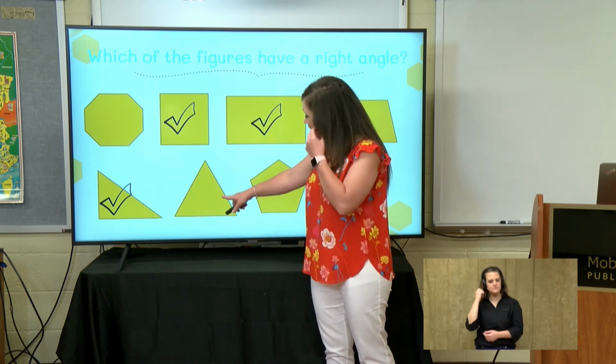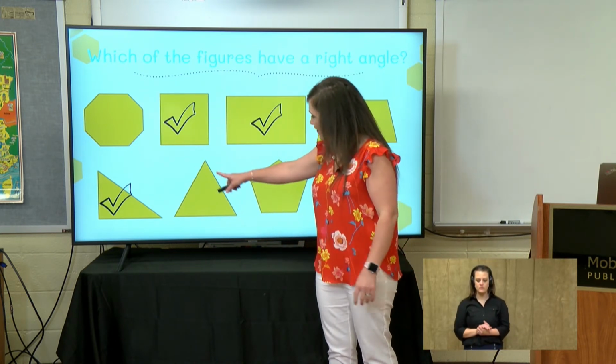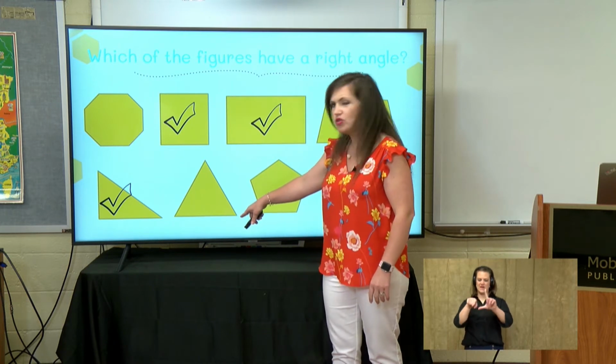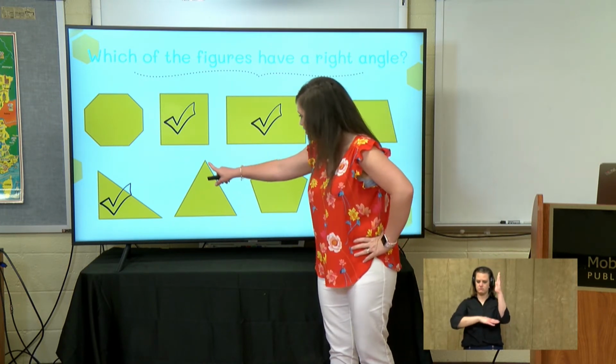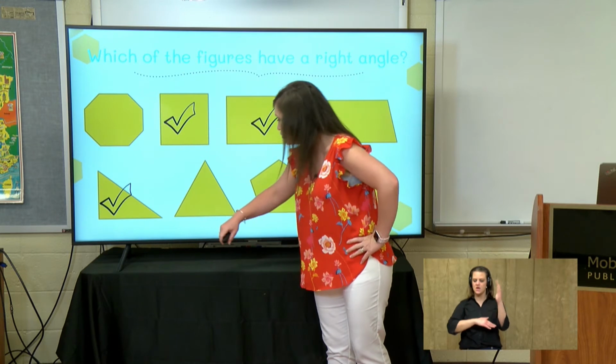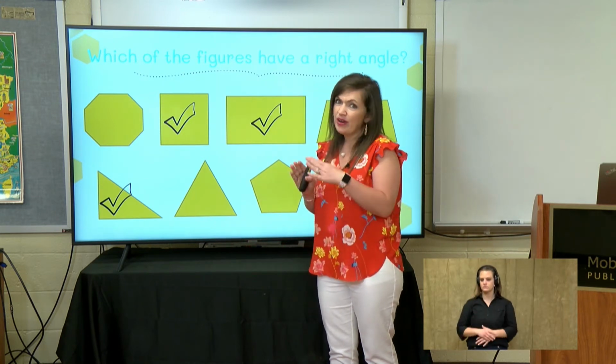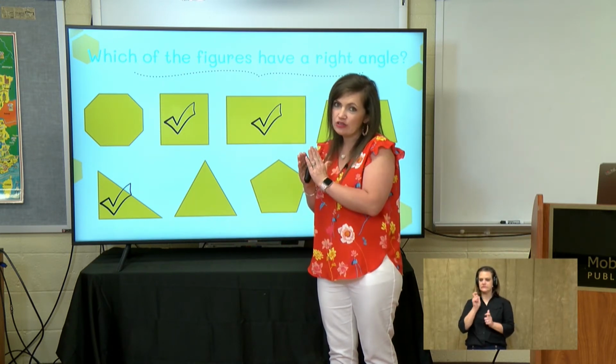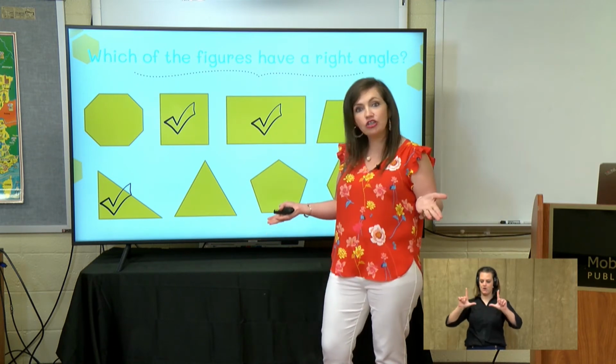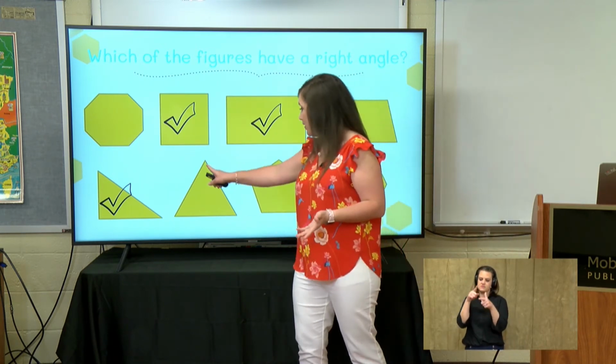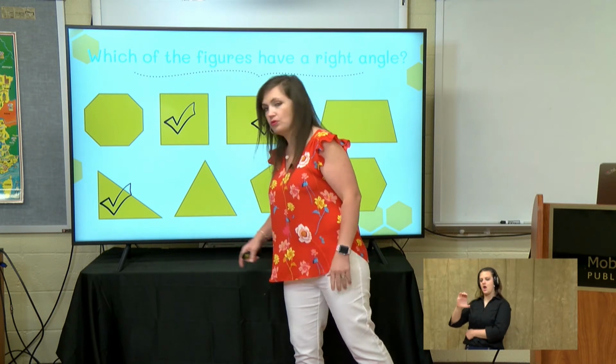All right, let's look at this triangle. What kind of angles do we see in this triangle? Those aren't right angles, are they? We couldn't fit a square in either of those angles. It would actually be smaller than a square, right? So it would be less than 90 degrees. So those would be acute angles.